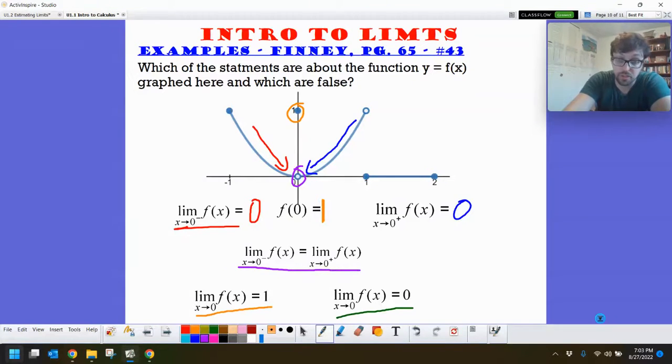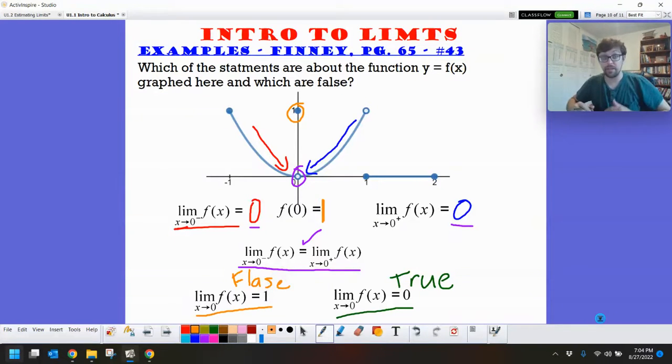These two things are true. Since the two values are equal, we do have a limit at this point. The limit at this point is this value. It has to be that 0. So this person was right. It is true that the limit as x approaches 0 of f of x is 0. This other person is false. They may have been confused, thinking that 1 is the value the function spits out at 0. It is not, however, the limit at that point.